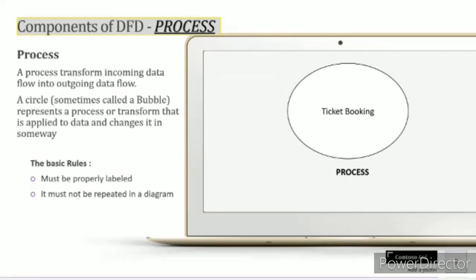A process represents transformations that are applied to data, changing it in some way. Process is something which works on data, transforms or converts data into something else and stores it. Some basic rules for drawing a process in DFD are that it should be in a circular form, it must be properly labeled, and it must not be repeated. The same process should not be repeated in the diagram.